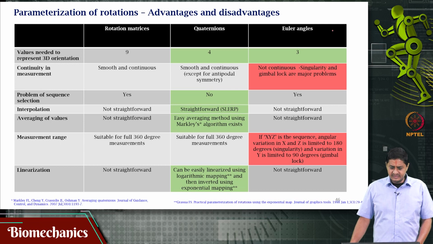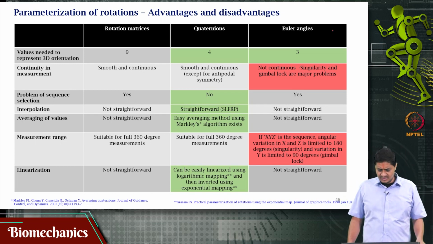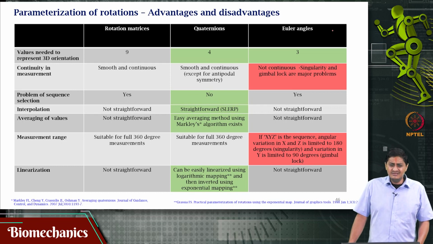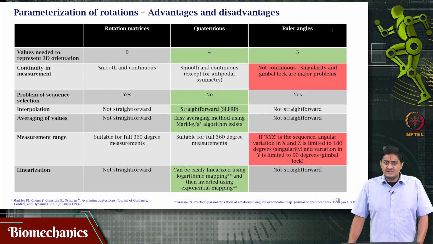So we look at quaternions, rotation matrices and Euler angles and their advantages and disadvantages in terms of the values that are needed to represent the orientation and the various things. So remember, there is no single perfect method. The specific method that you want depends on your needs, your application and your expertise. So many different things exist.